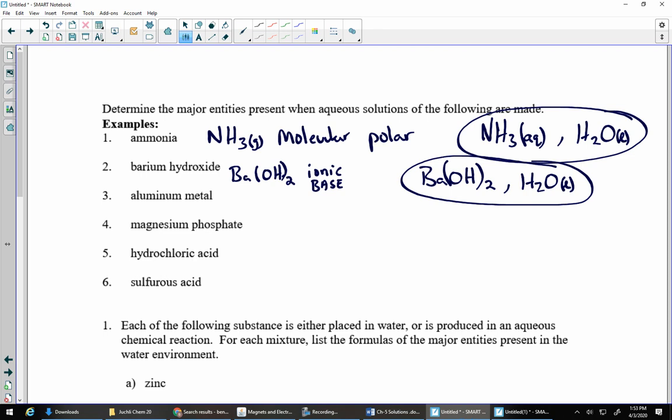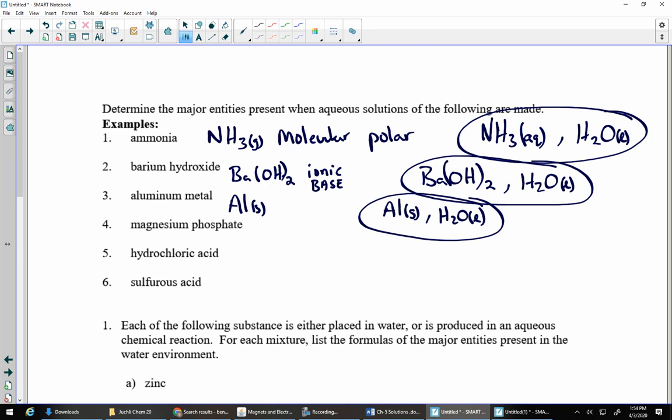Aluminum metal. So aluminum metal is just Al solid. It's an atom, right, or an element. So for this one, fairly straightforward. Elements all have low solubility, so it's going to be Al, and it's just going to be a solid piece of aluminum in some liquid water, H2O liquid. Nice. Kind of getting a little bit messy here. Let's do one or two more of them.